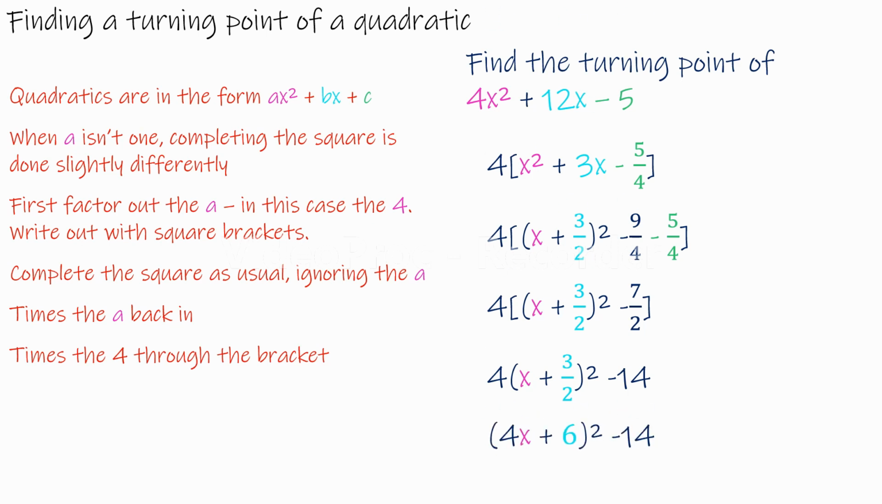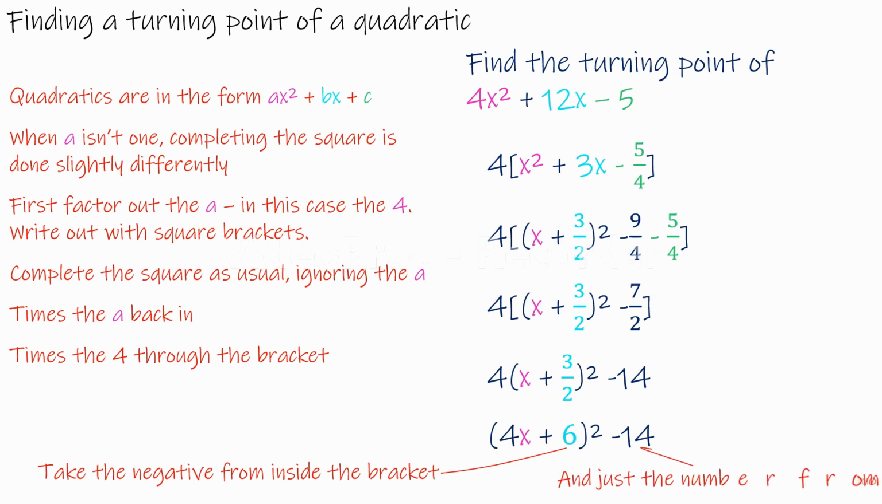So we'll get 4x plus 6 squared minus 14, and then we just do what we did on the other side, where we're going to take the negative from inside of our bracket, which is going to be our x value of the coordinate, and we're going to take just this number as it is from outside of the bracket, which is just going to be left as minus 14 being our y value, and write this as a coordinate, and that is our turning point.